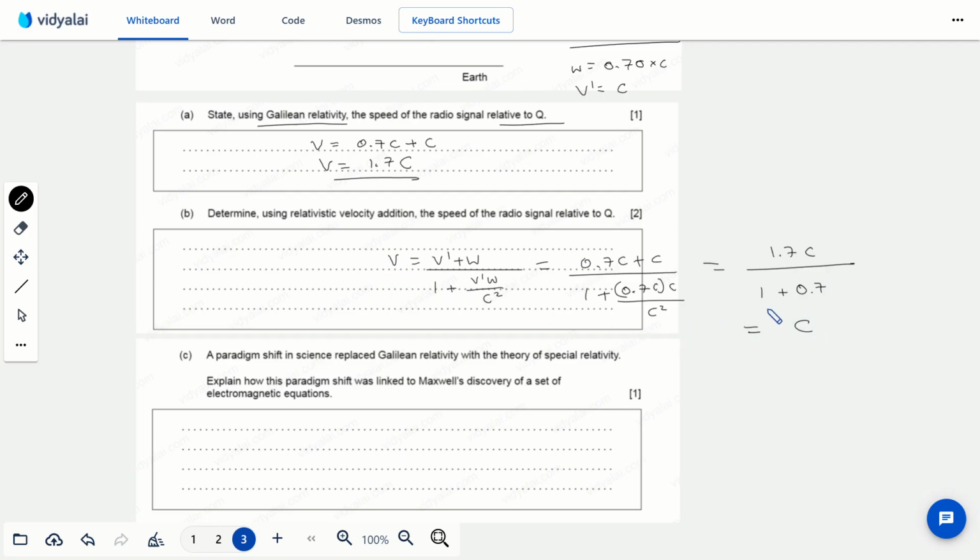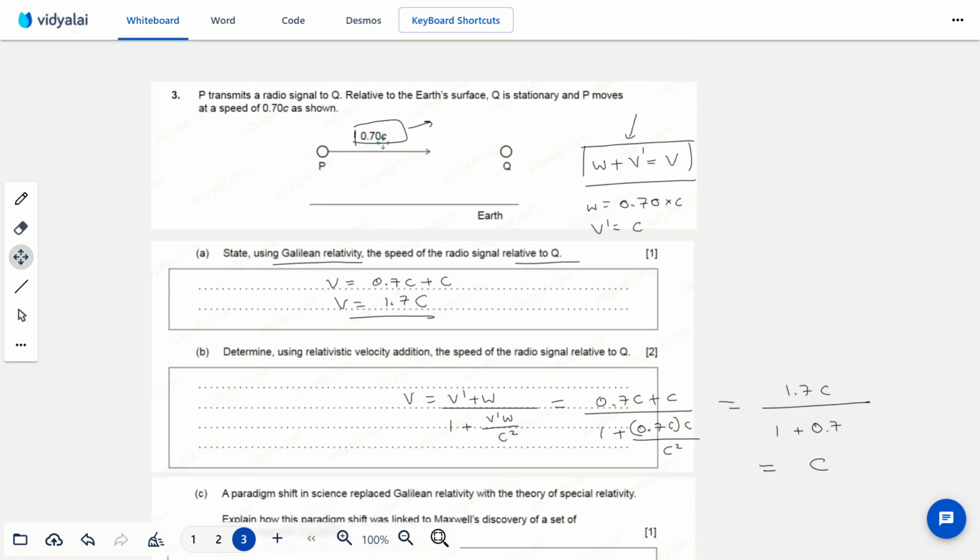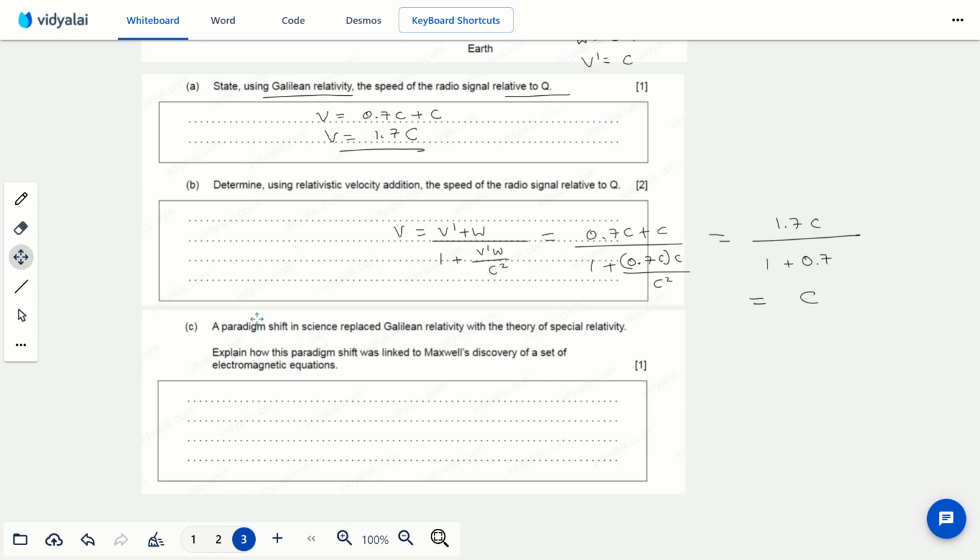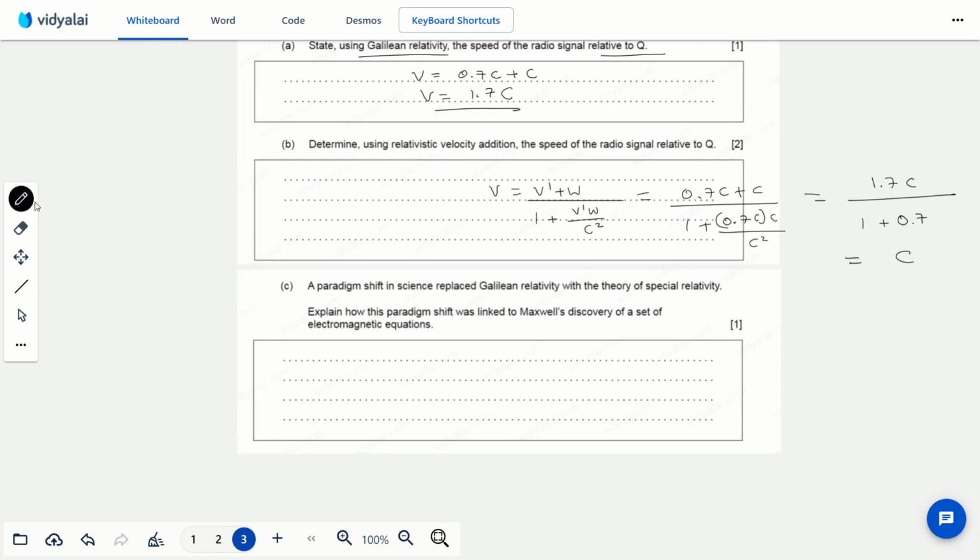So the velocity of this radio signal, as seen by both a moving observer, which is actually emitting this radio signal, and the one which is at rest, is exactly the same. And it should be, because that is one of the principles of special relativity, one of the postulates. Now, paradigm shift. Let's talk about the last question.